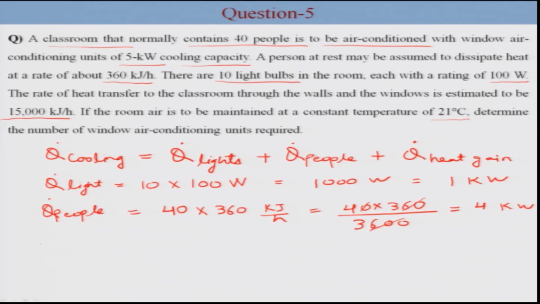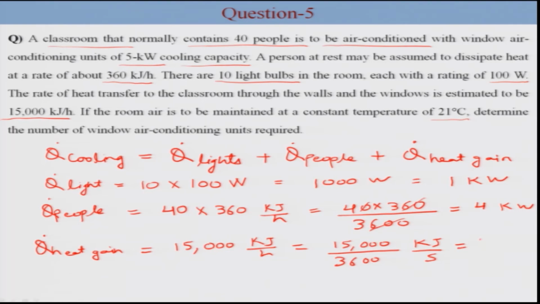Because of the heat gain from the surroundings, it is 15,000 kilojoule per hour. We can convert it into kilowatts. So, it will be 15,000 divided by 3600. So, it is kilojoule per second, and this is 4.17 kilowatt.